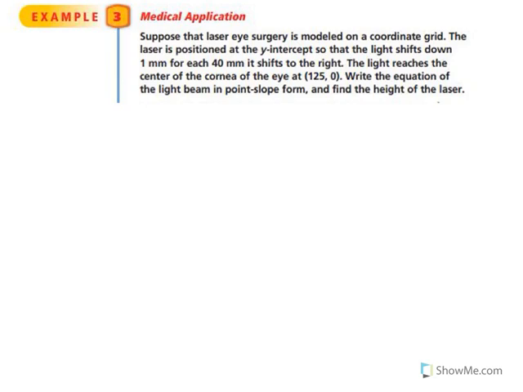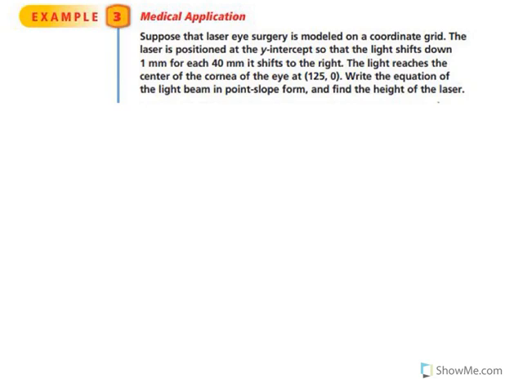So example 3 says here, suppose that laser eye surgery is modeled on a coordinate grid. The laser is pointed at the y-intercept so that the light shifts down 1 millimeter for every 40 millimeters it shifts to the right. The light reaches the center of the cornea of the eye at point (125, 0). Write an equation for the light beam in point slope form and then find the height of the laser.